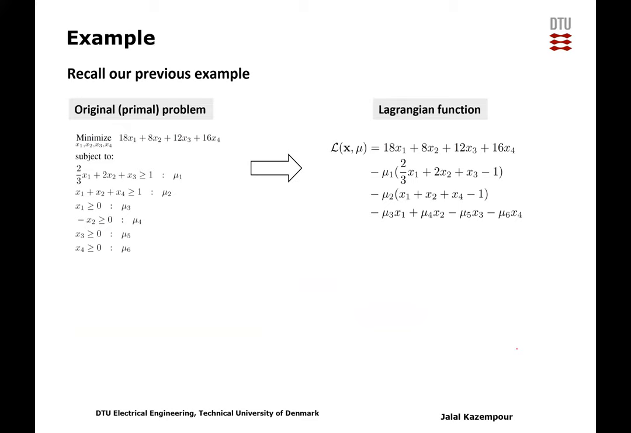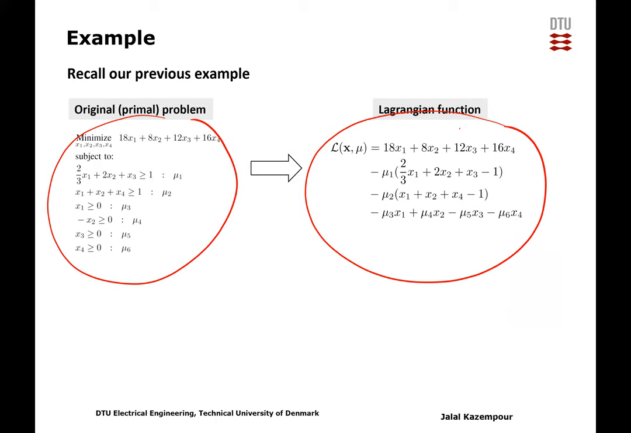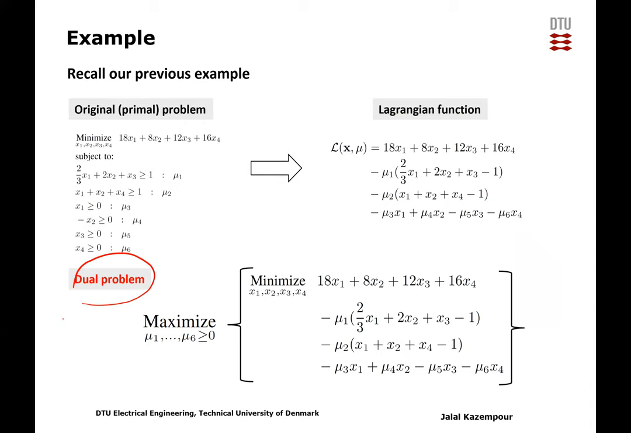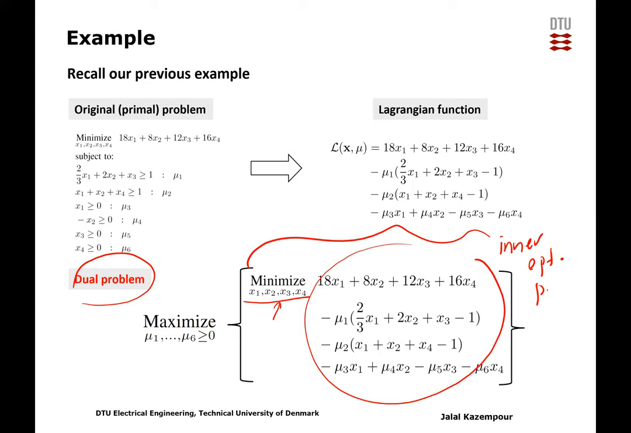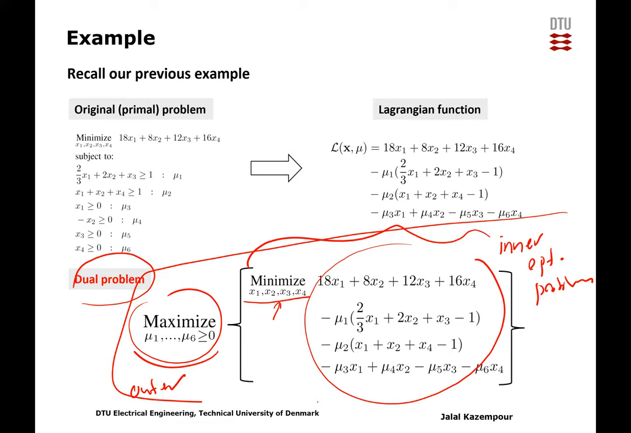Good. In 2 minutes, I'd like to give you an example. Remember, we had this example. This is the Lagrangian function. So our dual problem is minimizing our Lagrangian function with respect to the primal variables. I will call this the inner optimization problem. And our outer optimization problem is to maximize the same objective function, but with respect to only the dual variables. If you solve this problem, you will get a dual optimization problem. Okay?